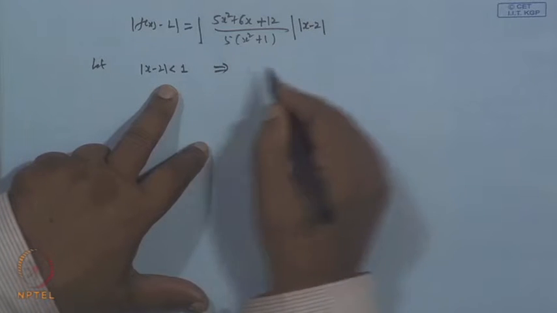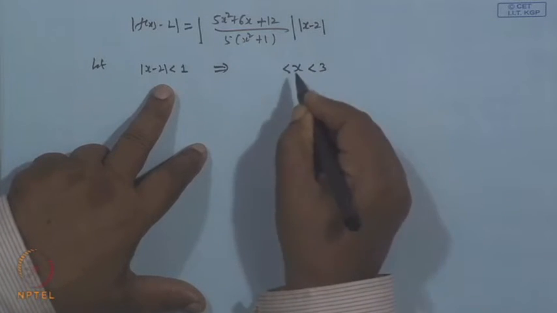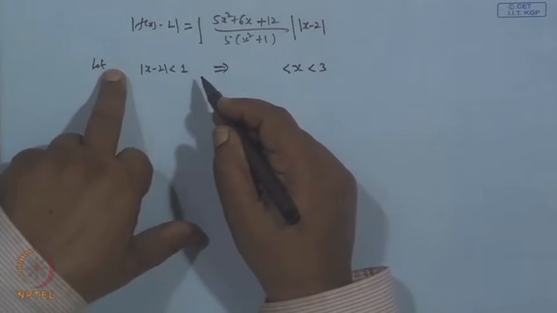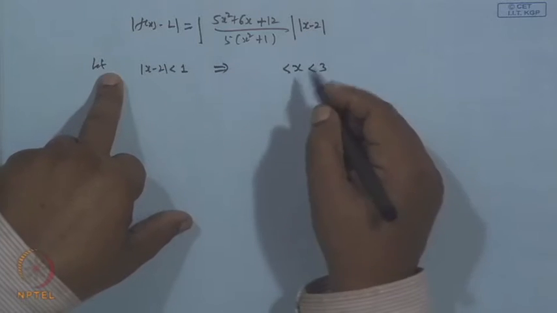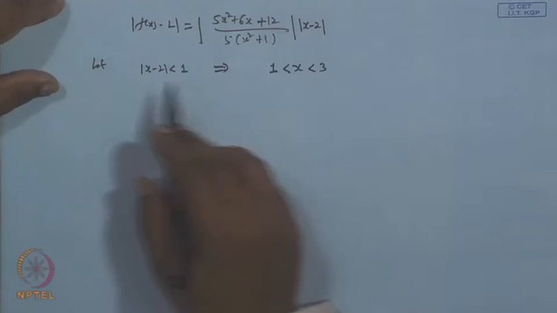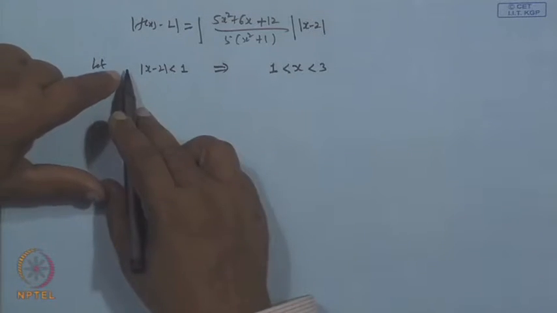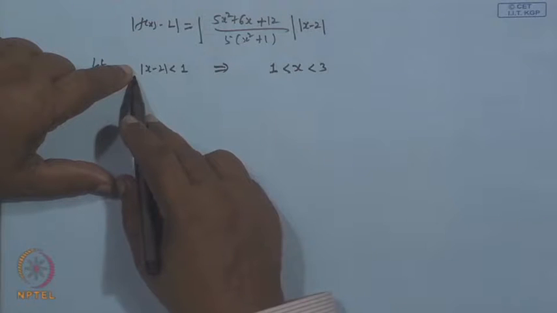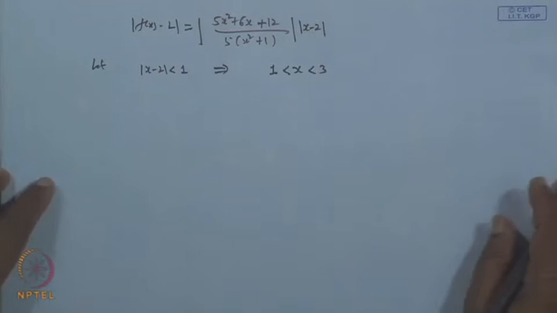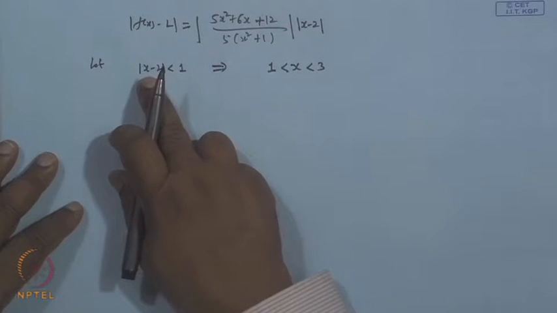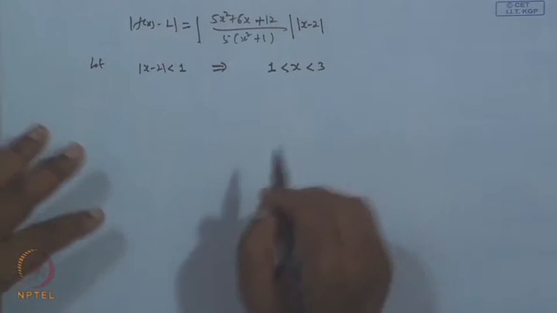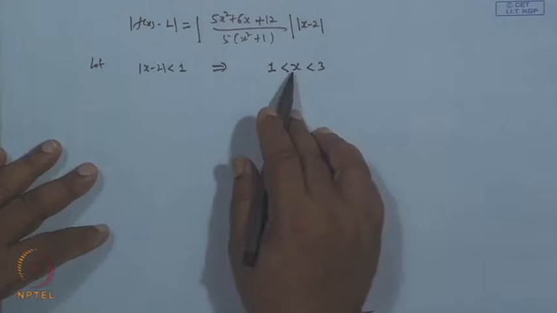So, if we restrict this, then what will be x? Since |x minus 2| is less than 1, x minus 2 lies between minus 1 and plus 1, so adding 2, x lies between 1 and 3. Okay. So, this is the bound for this. Is it clear? So, x is lying between 1 and 3.